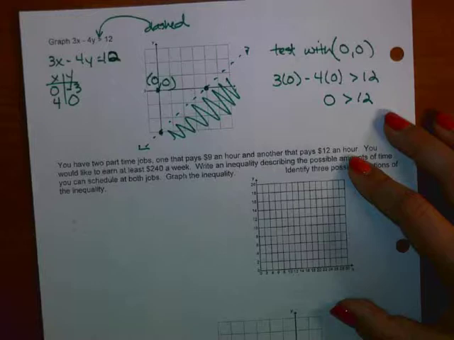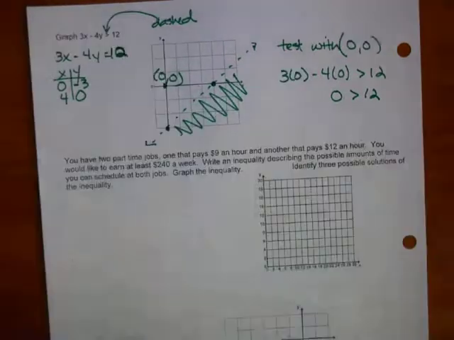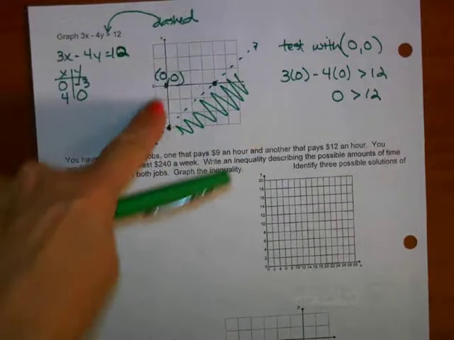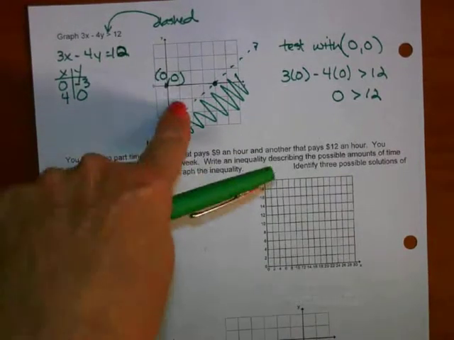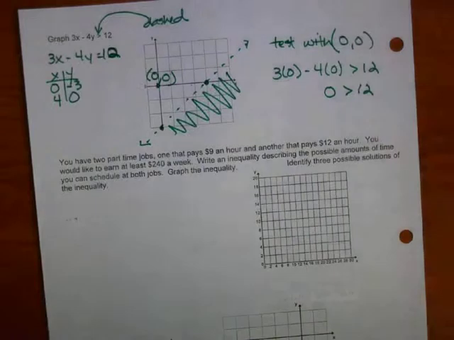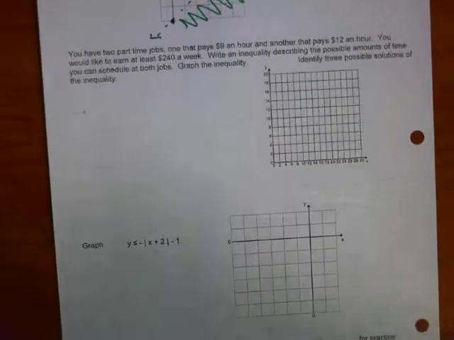What if your line goes through 0, 0? Pick another point. Pick any point. It doesn't have to be 0, 0, it's just the easiest one to work with. But if your line goes through it, just pick a different point and test something. Okay? All right. Here we go.